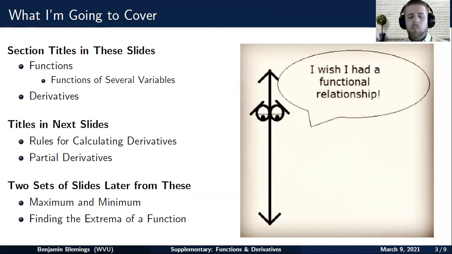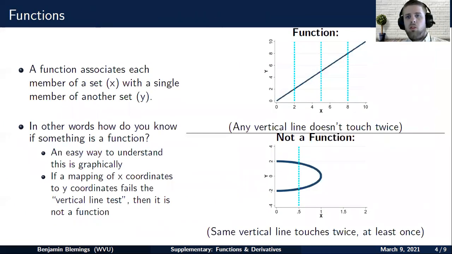And so we want to talk about functions a little bit. So, what does a function do? A function you've seen probably since at least high school math. And a function associates each member of a set X, or our independent variable, in science terms, with a single member of another set Y, which is our dependent variable. And so in other words, how do you know if something is a function? Well, an easy way to understand what is a function and what is not is to look at one graphically. And so we know that if a mapping of x coordinates to y coordinates fails the vertical line test, then it is not a function.